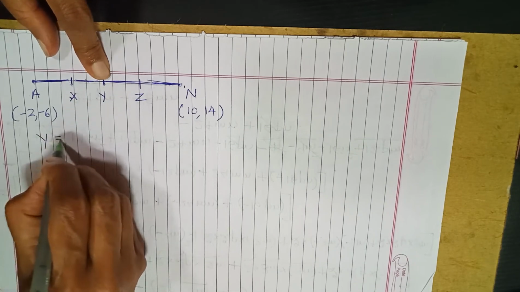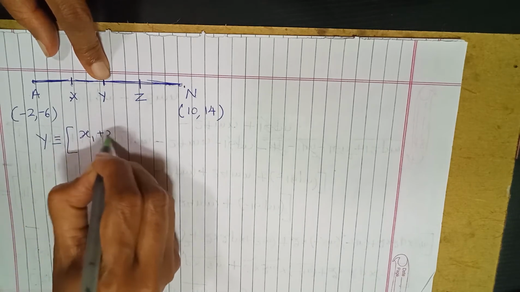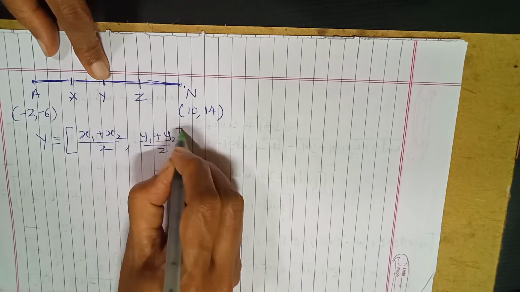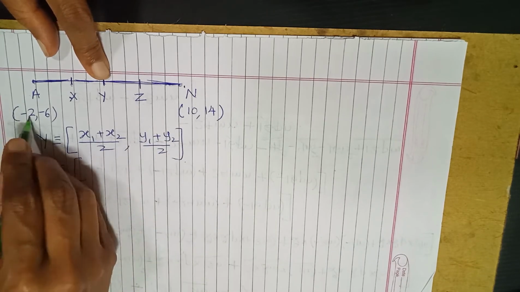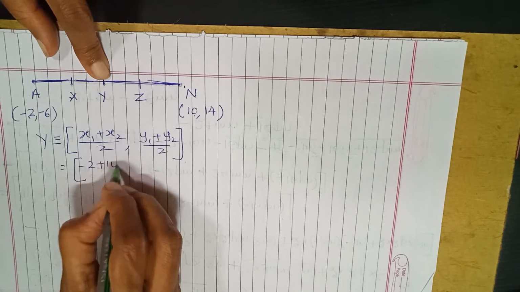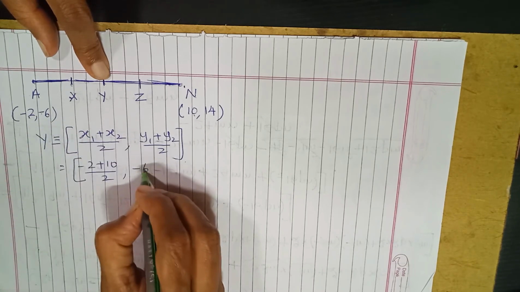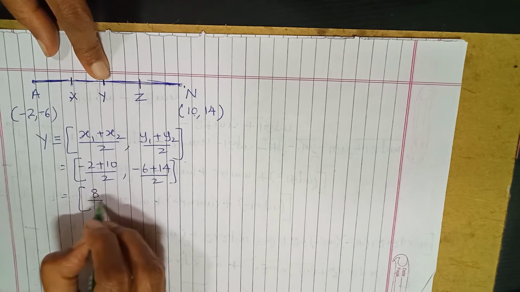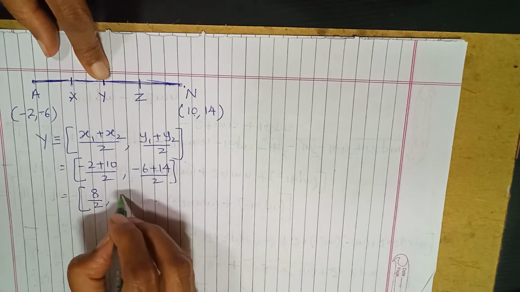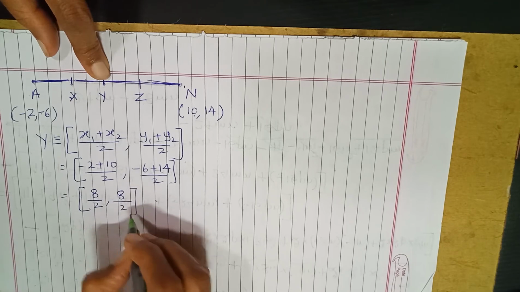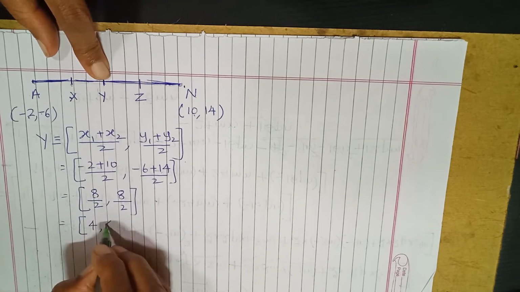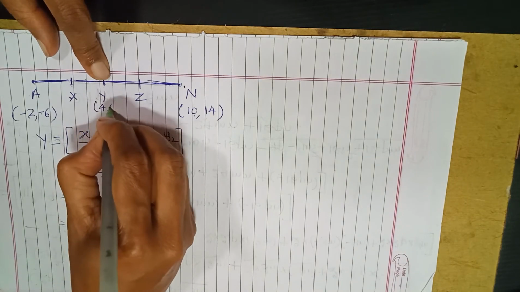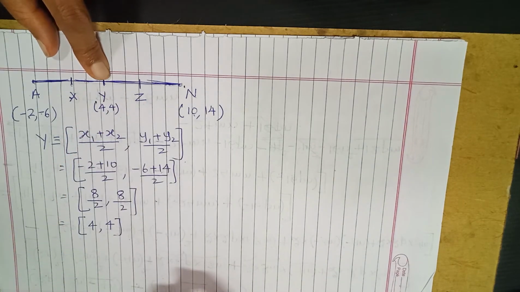So let us say I find out Y first using (x1 + x2)/2, (y1 + y2)/2. So what I get is (-2 + 10)/2 and (-6 + 14)/2. So what I have is 8/2, and this also will be 8/2. So the answer that I get is 4, 4. So I got my Y as (4, 4).